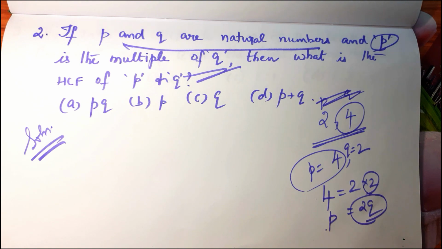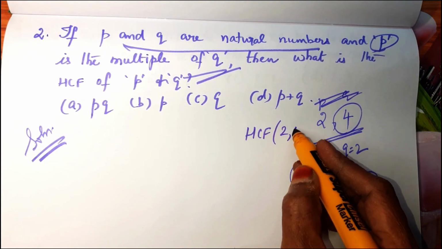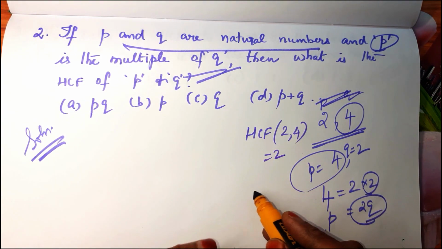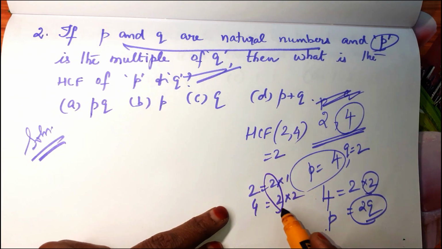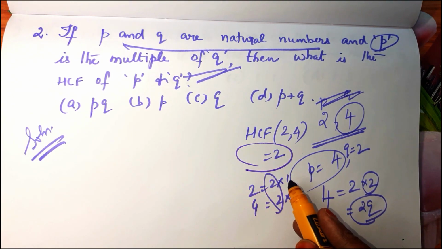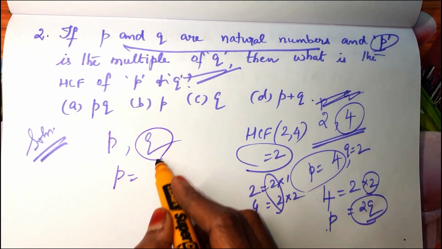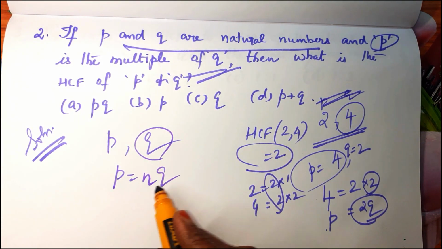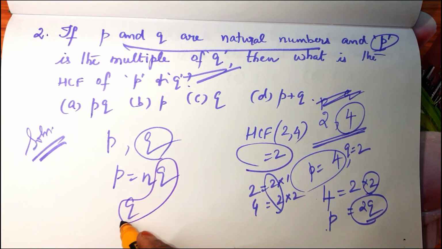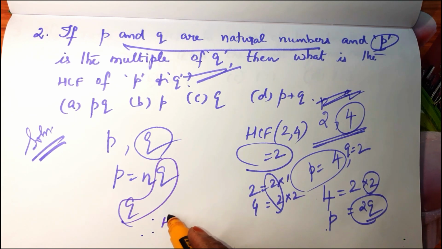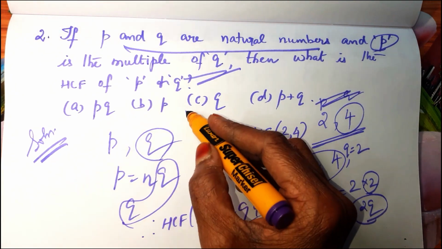Now we are going to find what is the HCF. They are asking you to find HCF. HCF of 2 and 4 is 2. Am I right? Because 2 is 2 into 1. 4 is 2 into 2. So common factor what we have is 2. So HCF is 2. Like that, P and Q are integers and P is equal to a multiple of Q. Multiple of Q means some n into Q. Now we are going to find the next one. What is the common factor we have? Q. Therefore, HCF of P, Q is Q. Is it clear? So this is the answer.